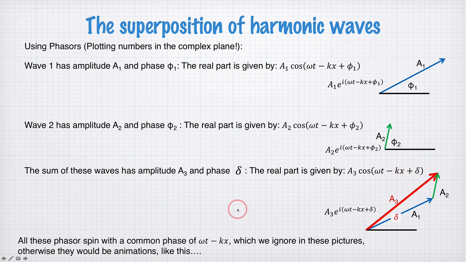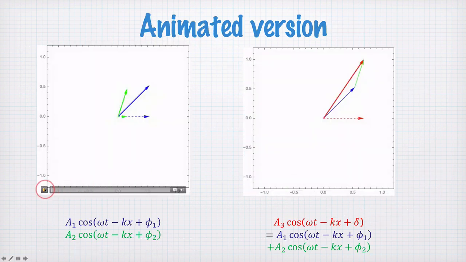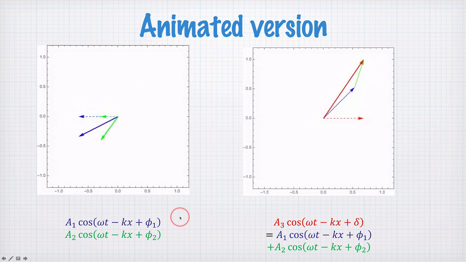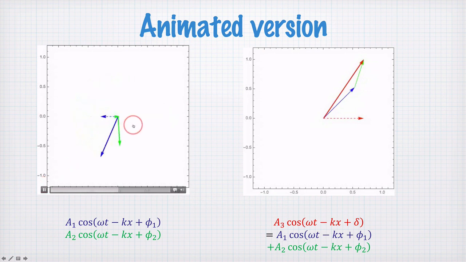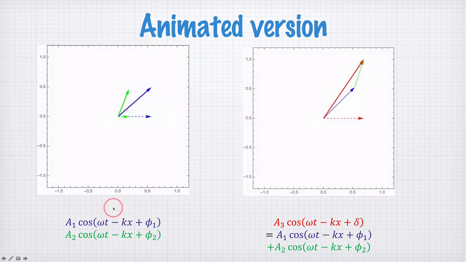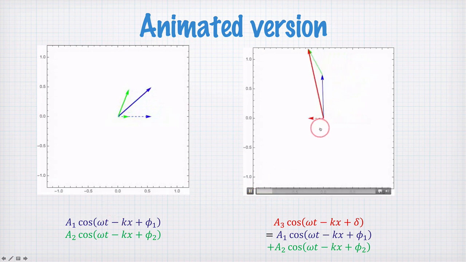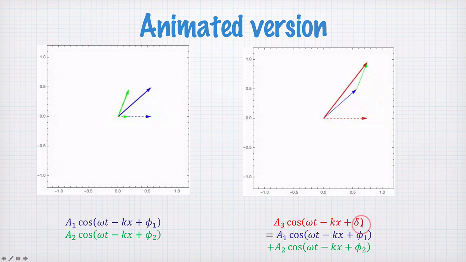Now all these phasors, as I said, spin with this common phase of omega t minus kx, which we've ignored in these pictures by setting that equal to 0. But if we don't, then we can animate these things like this. So this would be the phasors A1 and A2, and the dashed lines here I've plotted are the real parts. That would be the cosine component, like that. That's their amplitude varying as a function of time and or space. So here we could be changing t or it could be changing x. Now, if we add them together, they both rotate at the same speed, so we just pop one on top of the other, find the resultant vector, and this would be the vector A3 going like this.